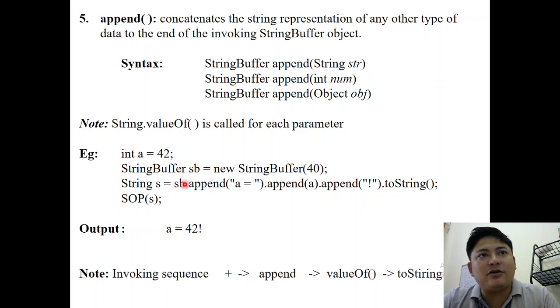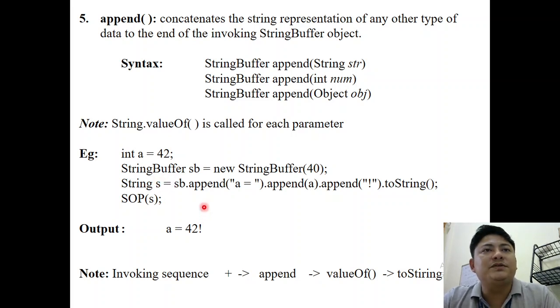After that, that object is invoked to append whatever you have specified in the double quote, followed by a, whatever value a is holding, then an exclamation mark. And at the end, after appending, you convert it into a string, and whatever string has been prepared after appending will be stored in or referred to by the object s.